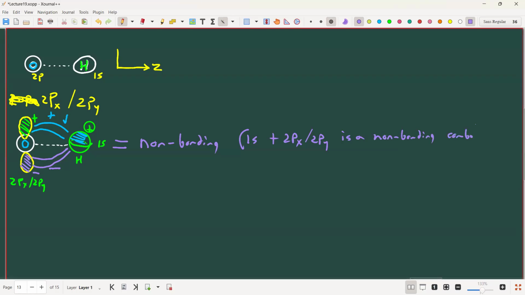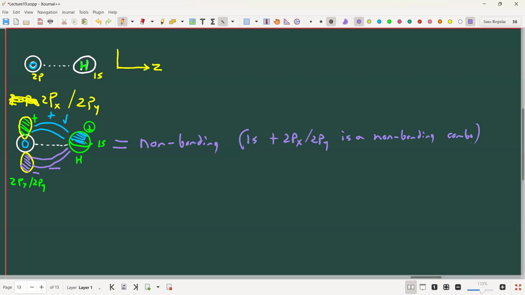Right? Because of symmetry. If I add the function above the plane, it's a constructive addition. If I add them below the plane, it's a destructive addition. It's a negative addition that's equal and opposite. So the sum of these two is plus minus, and it's 0. Well, it's non-bonding. Right? Doesn't bond at all.